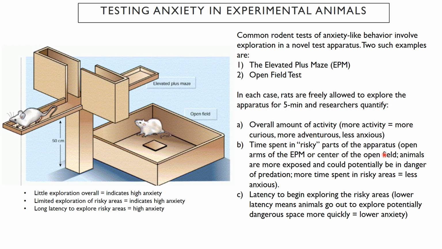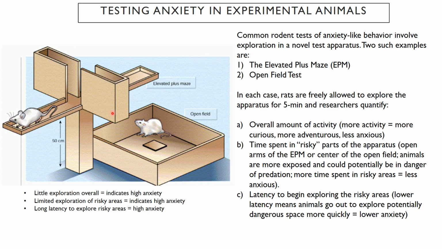So there are ways of testing anxiety in experimental animals. This is essentially a fear test. There are two main tests for doing this. One common test is known as the elevated plus maze. This is the elevated plus maze, so it's up quite high, half a meter up, and it's a plus maze. So there's basically two paths that the rat can take.